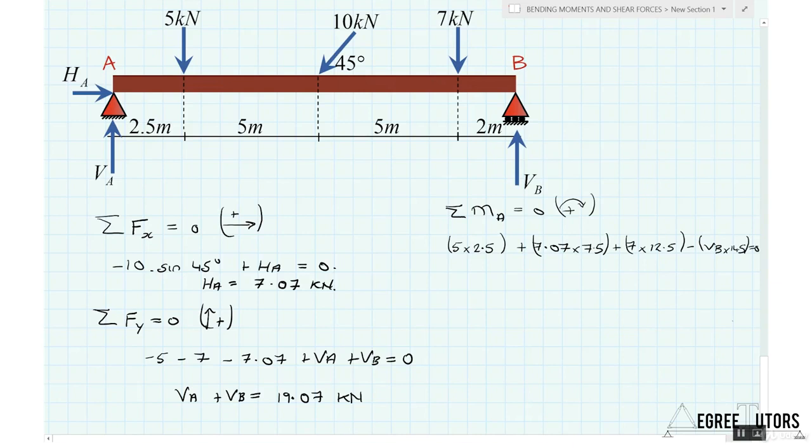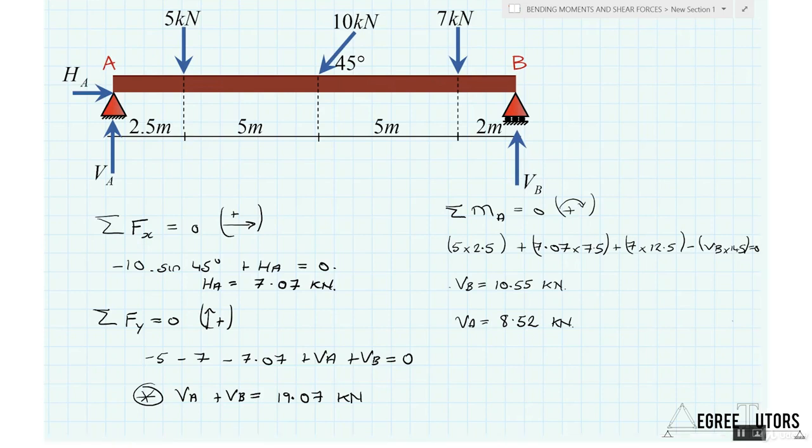Now you'll see that the only unknown in that equation is VB, and so we can solve for VB equal to 10.55 kilonewtons. Again, that's a positive number, so that means that VB acts in the direction that we assumed, upwards. Then if we substitute VB back into our second equilibrium equation, we can get VA equal to 8.52 kilonewtons. Again, a positive number means that it's in the direction assumed.